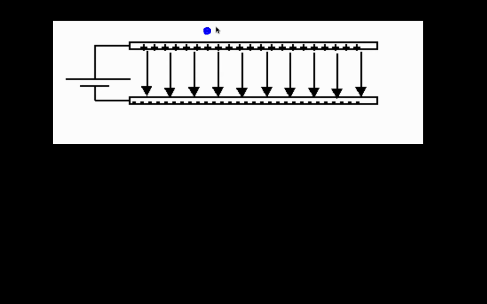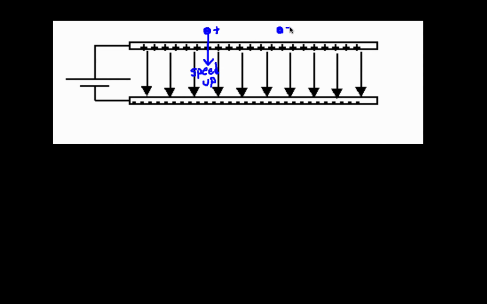If you have a particle that's positive, traveling in the direction of the field, it will speed up. This makes sense because positives are attracted to the negative plate, and so they're going to continue moving faster to get to the negative plate.